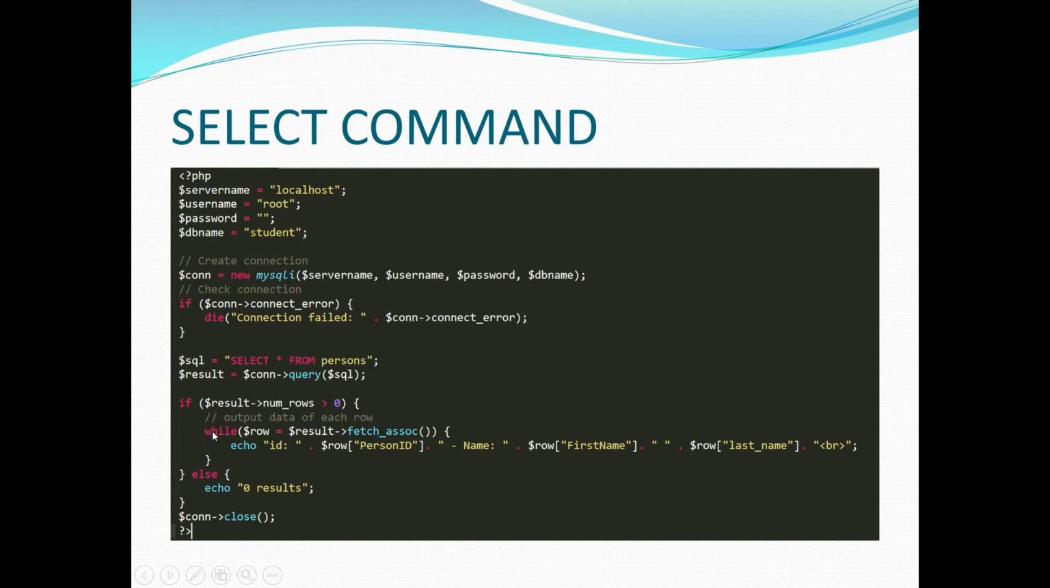Through the loop, I check if the result has greater than zero rows, it means some records exist. Then I write the while loop with the result fetch associate function and echo all the records. For example, the ID is this one, name is this one. You can run this program on your own and you will see that it shows all the data from the person table. So hope you will understand.